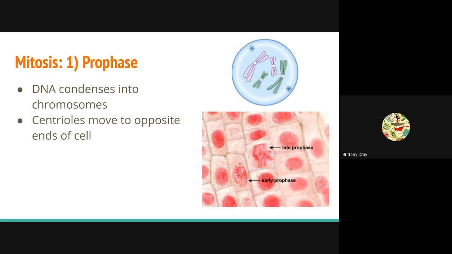The first step of mitosis is called prophase. During prophase, the DNA condenses into chromosomes. When I say condenses, I mean that DNA goes from being like a long straight line and then it coils up into like a small little rectangle. Also, the centrioles move to opposite ends of the cell. If you look at that diagram in the upper right, the centrioles are the two little stars. And then we can also see what that looks like in a real cell.